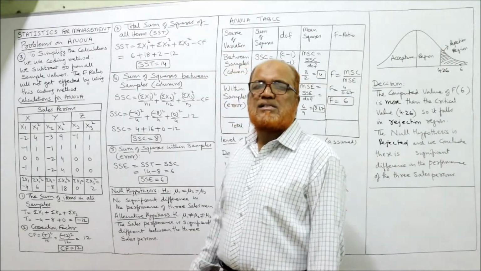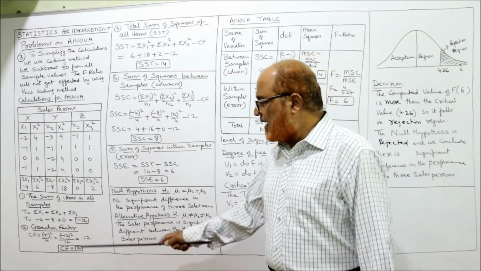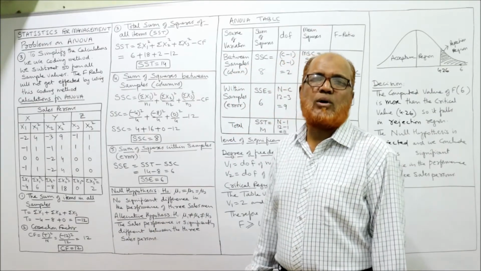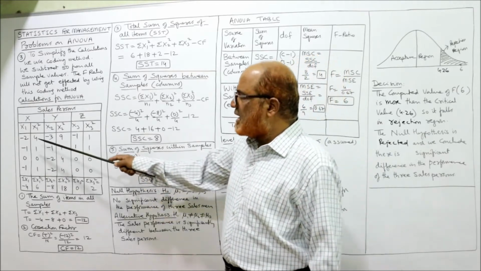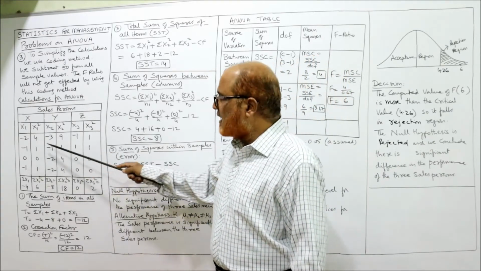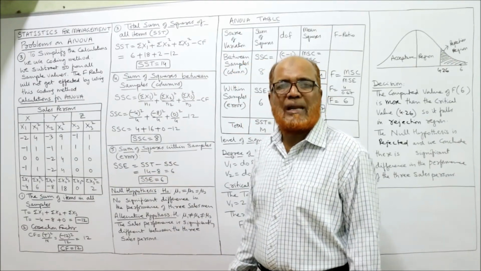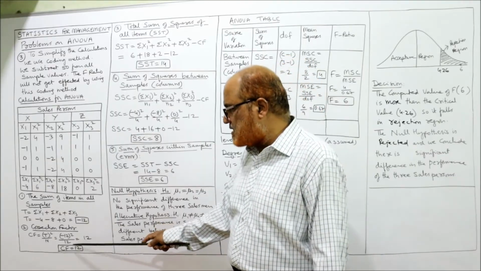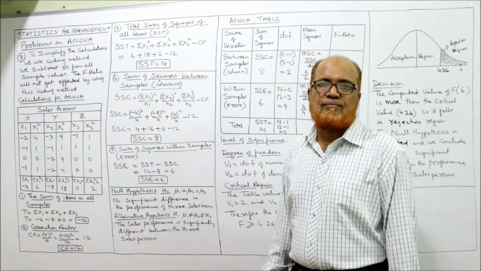Now the correction factor CF is equal to T whole square by N. So minus 12 whole square divided by 12. N is equal to 12, the number of items in all the samples. First sample we have 4 values, second sample 4 values, third sample 4 values. 4 3s are 12, so totally 12 values in all the samples. N is equal to 12. So the correction factor we got is CF equal to 12.